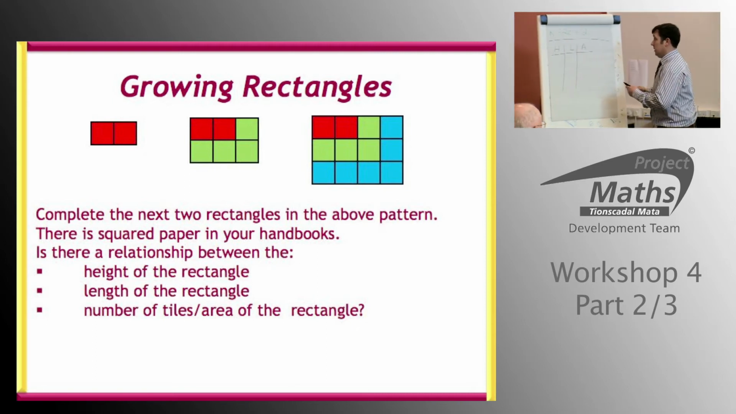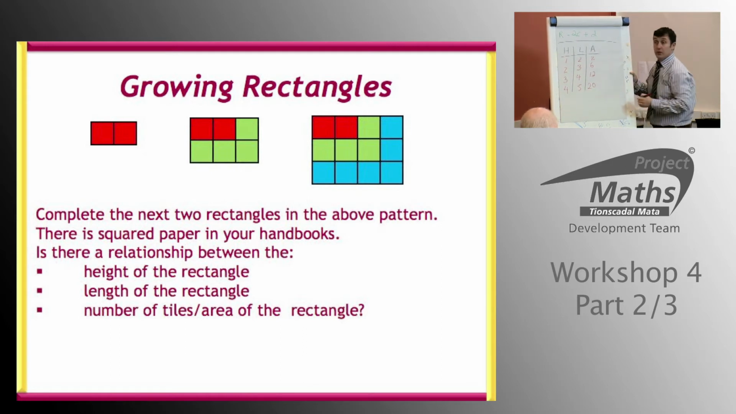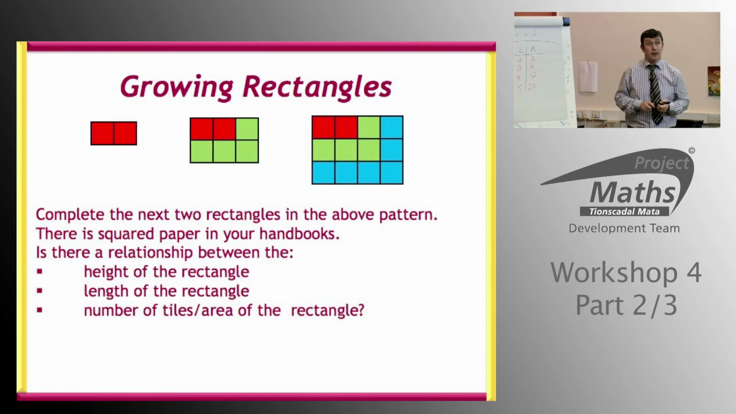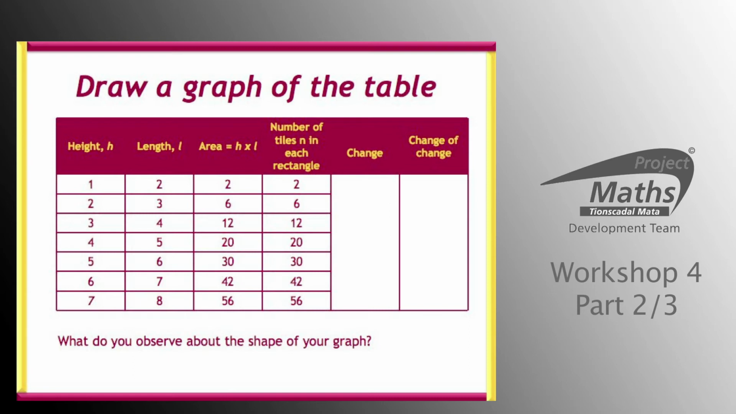Okay, Michael, will you give me a dig out here? 1, 2, 2, sorry. 2, 3, 6. 3, 4, 12. 4, 5, 20. That should be enough for the time being anyway. Is everybody happy enough with that? Okay, so let's have a look at it. Is it linear from your table?